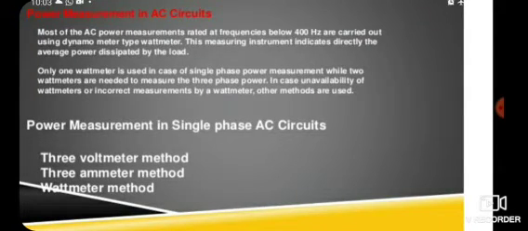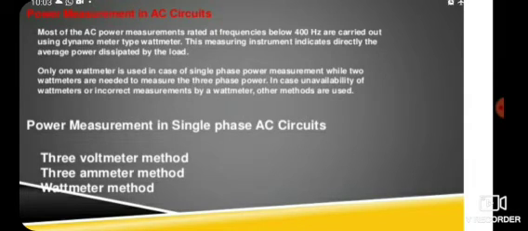Let us see the power measurement in AC circuits. Most of the AC power measurements rated at frequencies below 400 Hz are carried out using a dynamometer type wattmeter. This measuring instrument indicates directly the average power dissipated by the load. Only one wattmeter is used in the case of single phase power measurement, while two wattmeters are needed to measure the three phase power. In case of unavailability of wattmeters or incorrect measurements by a wattmeter, other methods are used.